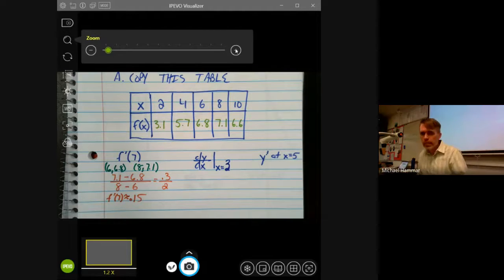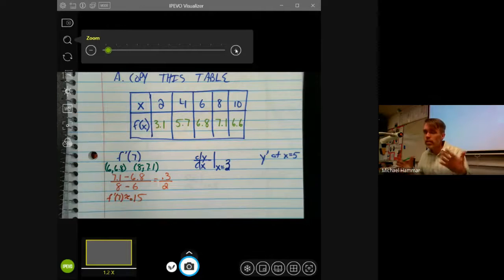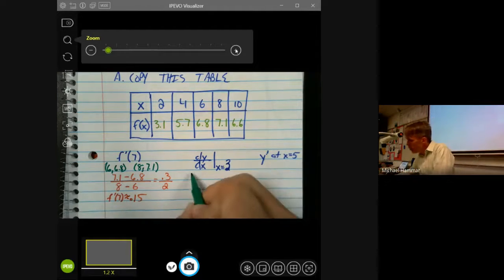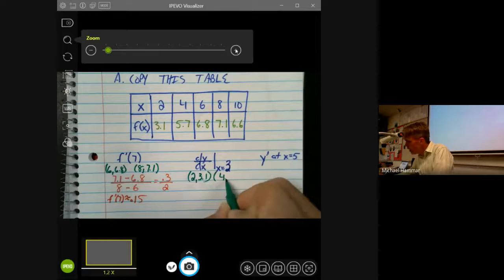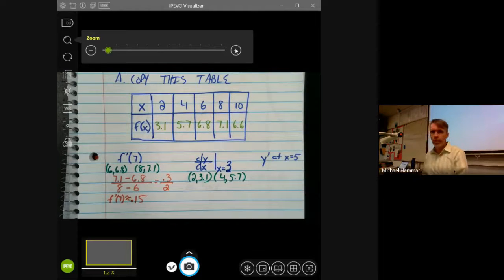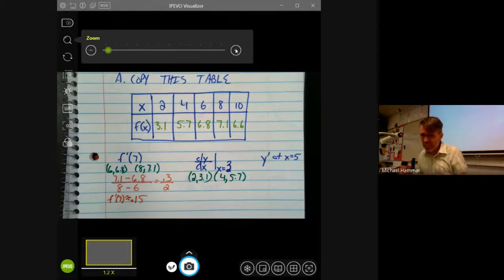Okay? So again, looking at the table, you'll notice that there is no value at 3. So again, we have to use 2 points on either side of that, as close to 3 as we can get. So we have to use 2 and 3.1, and we also have to use 4 and 5.7. Again, the average rate of change formula really comes into play here, because we can't use the limit definition of a derivative. We have no value to go towards, and if it's a table of values, the only thing we can do is figure out the average rate of change.